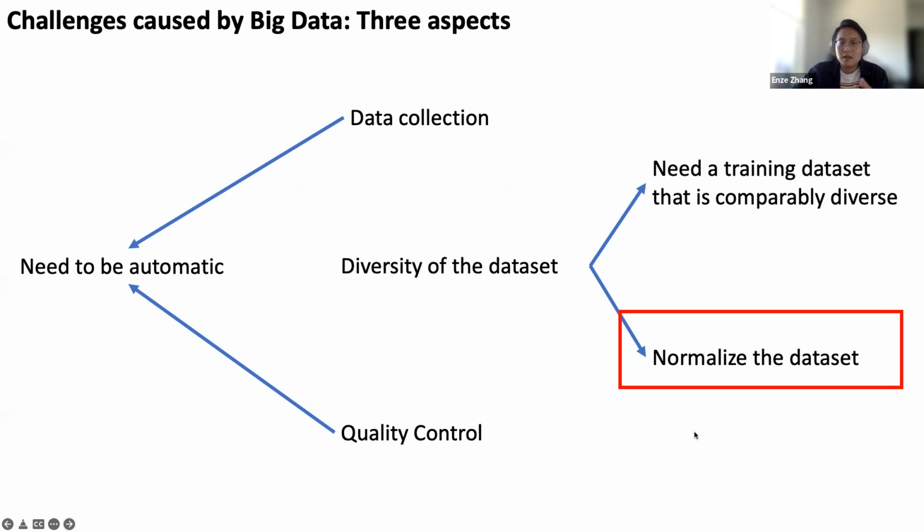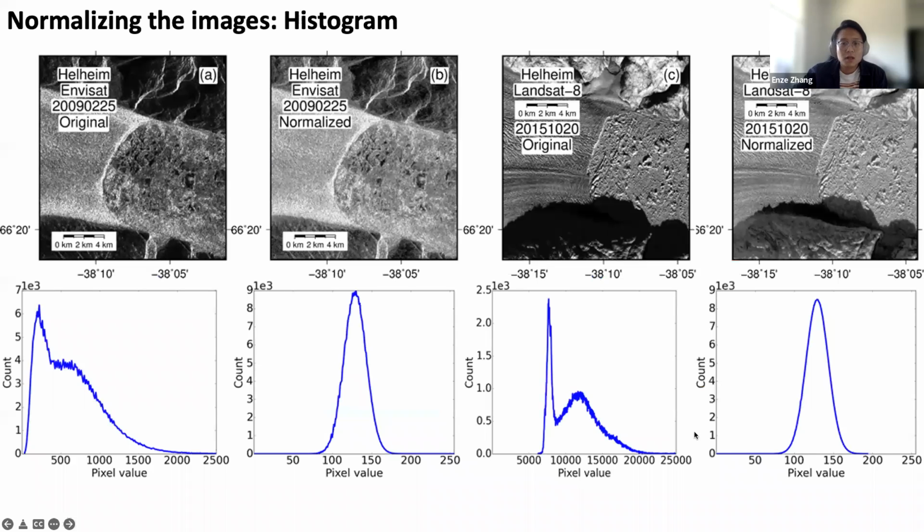Right. And then I will talk about how to normalize the dataset. So here the normalization is conducted in two aspects. One is histogram and one is image size. First, let's look at the histogram. The top row here are the original image and the normalized image. This is another pair, but from different satellites. And the bottom are the corresponding histograms.